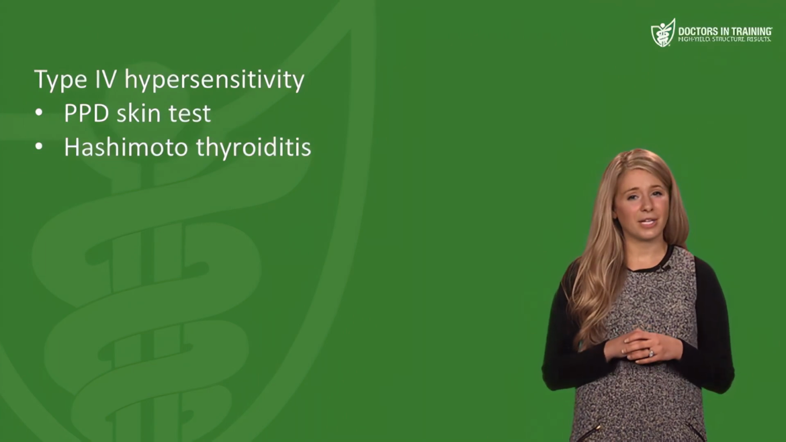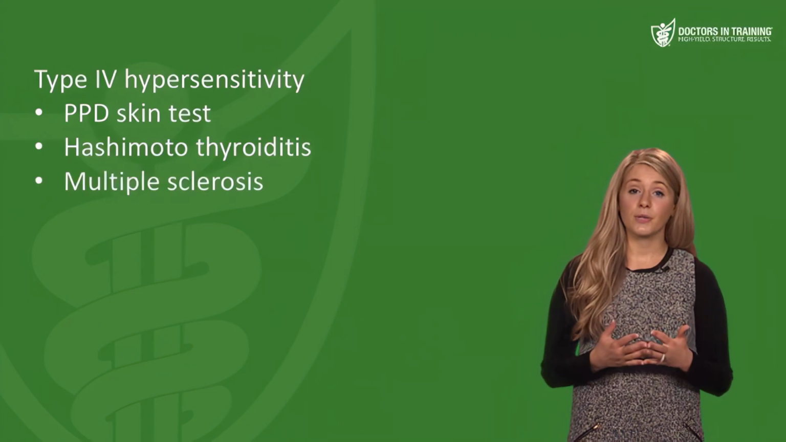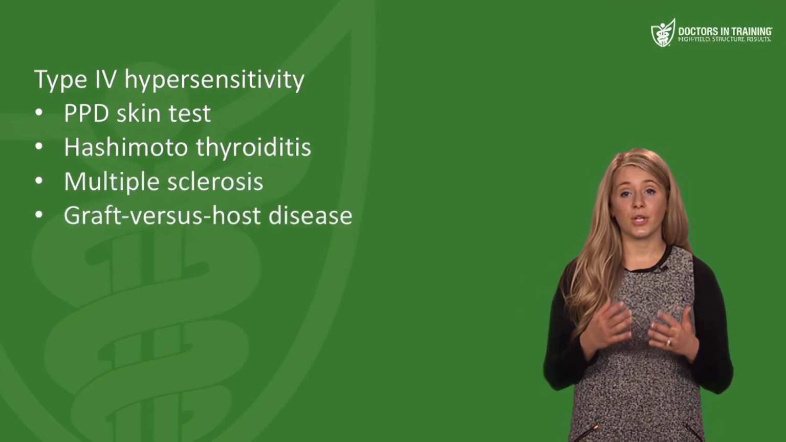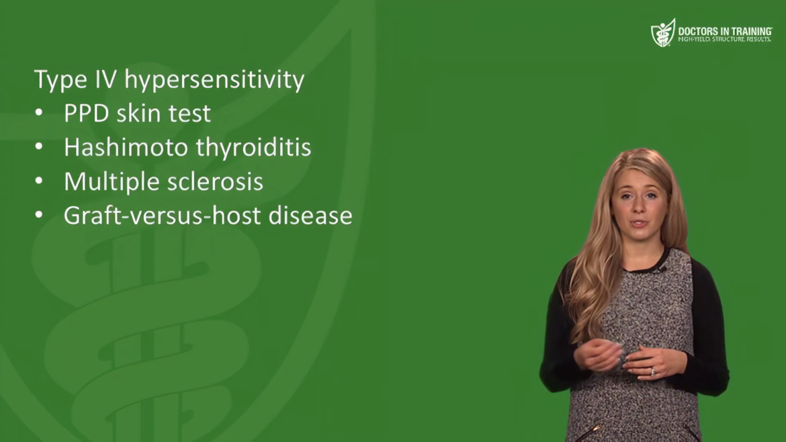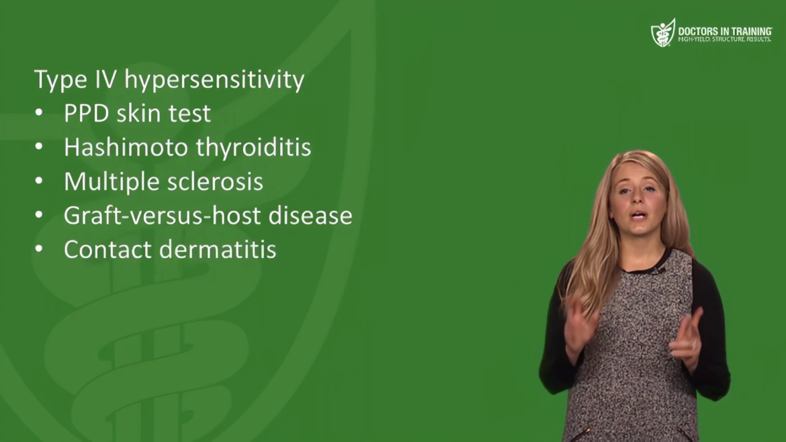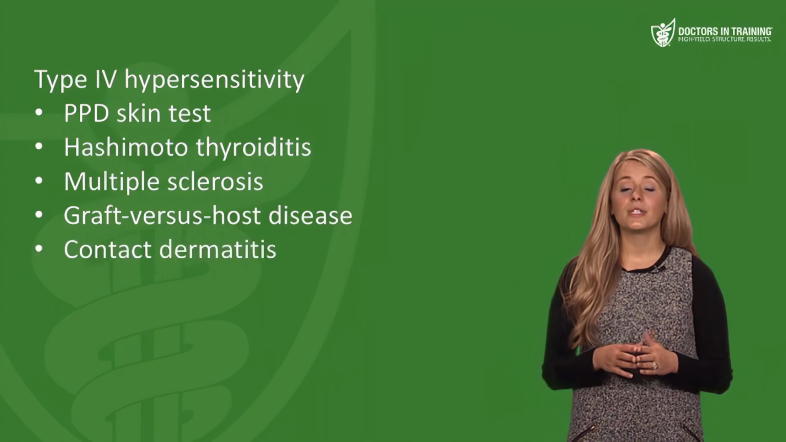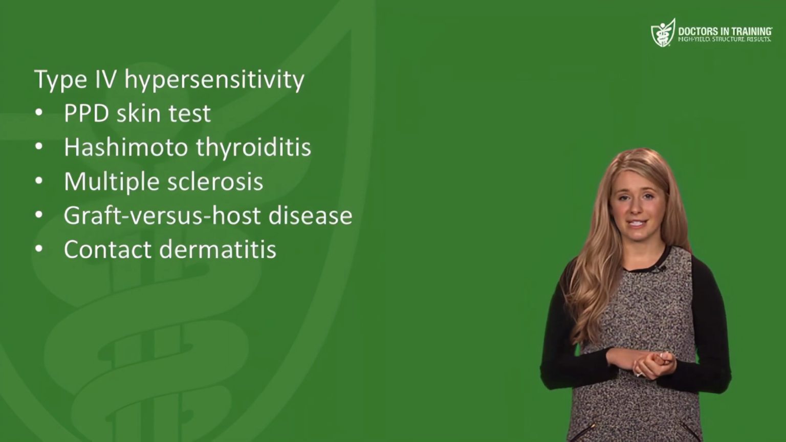does involve several antibodies, but it's primarily T-cell mediated, multiple sclerosis, graft versus host disease, where you have a bone marrow graft and the T cells from the donor bone marrow end up attacking the host. Also contact dermatitis, which includes things like poison ivy, poison oak, or some types of latex sensitivity.